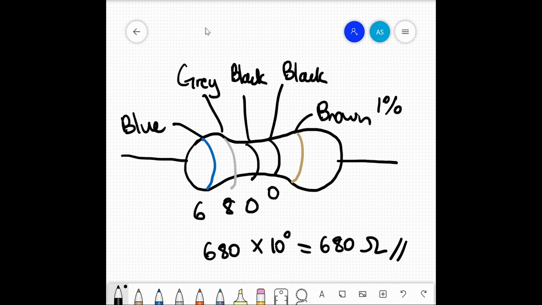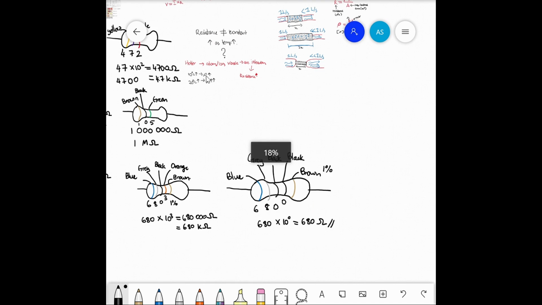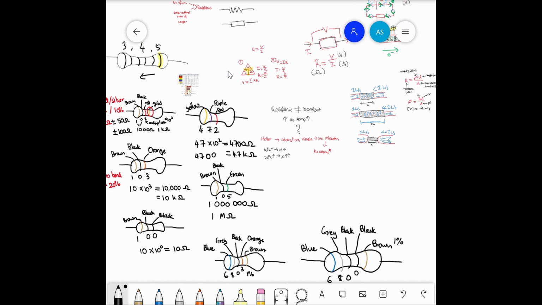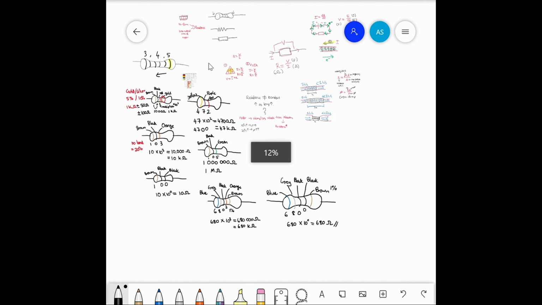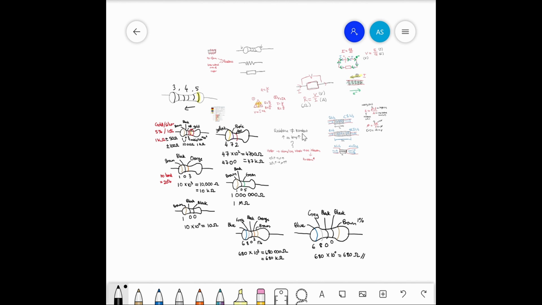Now with that, I hope you have a better understanding of how a resistor works and how it contributes to a circuit, and what the markings mean, and how a person is able to read the markings and figure out the resistance of the resistors.